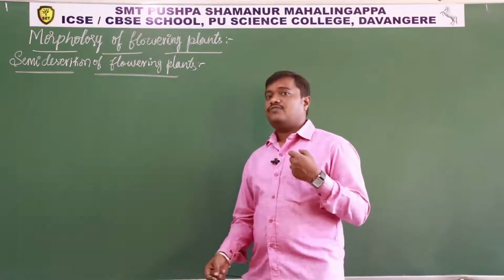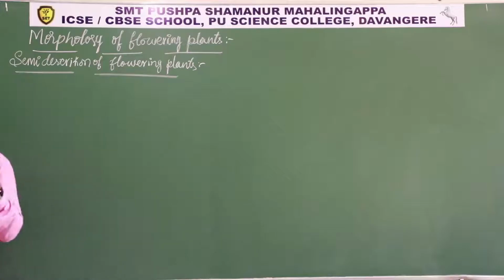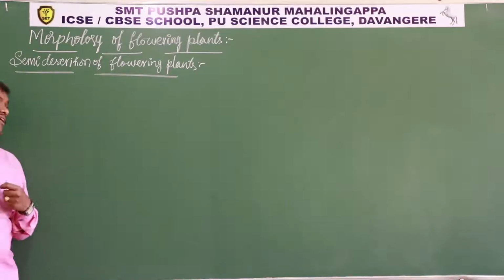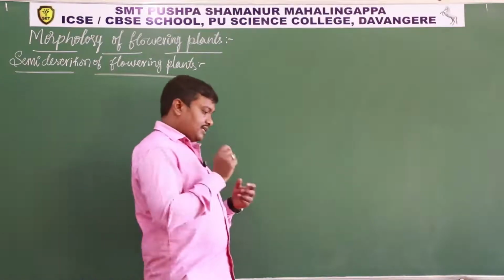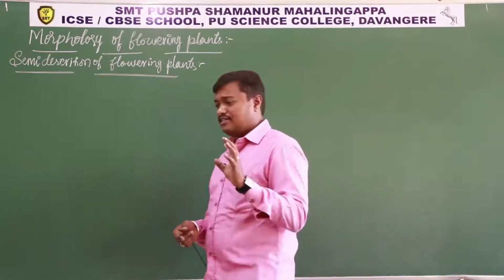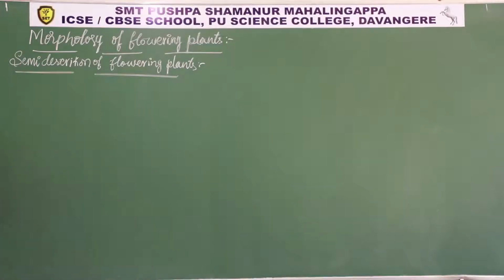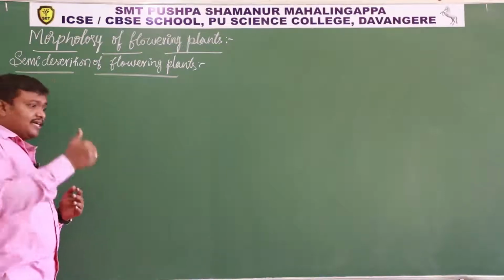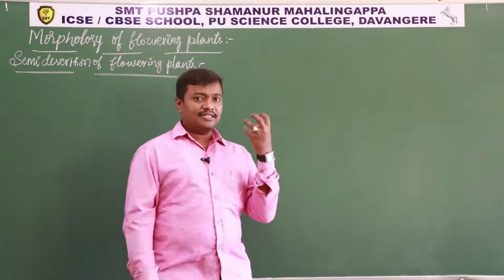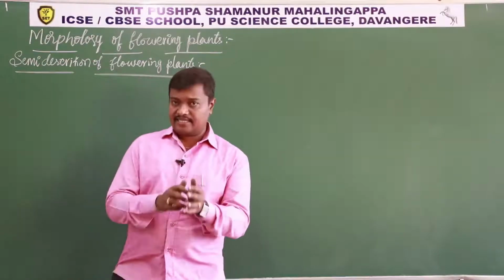Whether the fruit is a fleshy fruit or a dry fruit, or whether it is a true fruit or a false fruit, that should be mentioned. Then the last character is the seed. In the seed, you need to mention the shape of the seed if possible, and whether it is endospermic or non-endospermic. So that is how we are going to write the description of the plant, starting from habitat up to the seed.